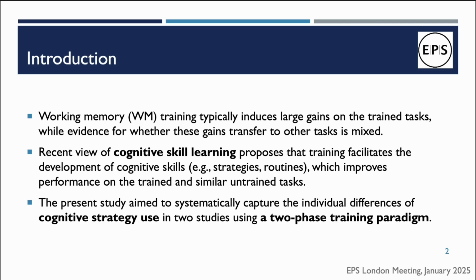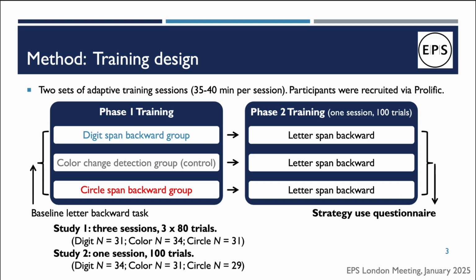In this study, we aim to investigate the individual differences of cognitive strategy use in two studies using a two-phase working memory training paradigm. For the training design in phase 1, participants complete the training of either a digit backward task, a color change detection, or a circle backward task. In phase 2, all participants complete one training session on the letter backward task. Study 1 includes 3 training sessions in phase 1, while study 2 only had 1 session.